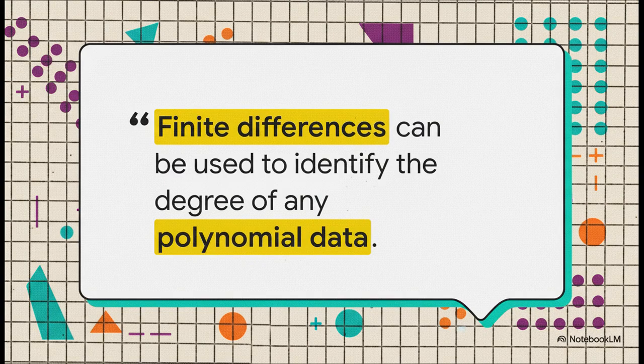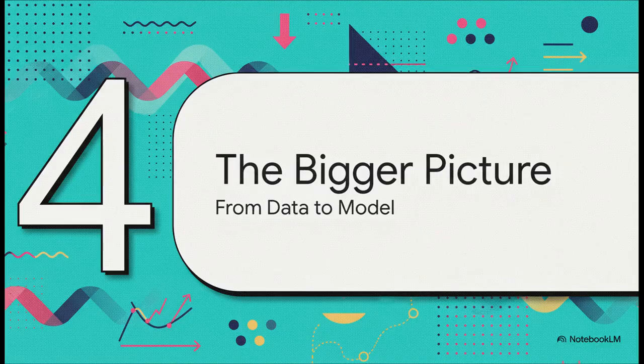And this isn't just a one-time trick. This is a fundamental rule in mathematics. The source material spells it out for us. This method works for identifying the degree of any polynomial data. If we had found a constant on the very first try, it would have been a first-degree polynomial, a straight line. If it took 3 tries, a third-degree or cubic function. It's a beautifully reliable system. So, case closed, right? But why does any of this matter outside of a neat little math puzzle? Let's zoom out and look at the bigger picture here and see how we go from just having some numbers to building a really useful model.